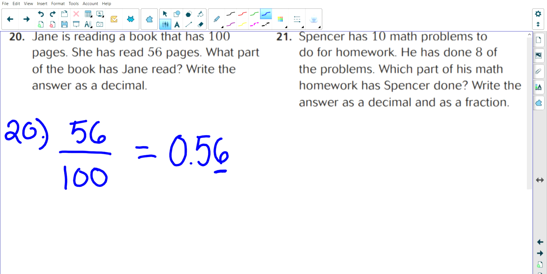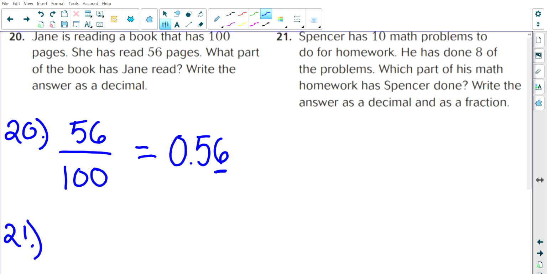All right. Number 21. Spencer has 10 math problems to do for homework. He has done 8 of the problems. Which part of his math homework has Spencer done? Write the answer as a decimal and as a fraction.